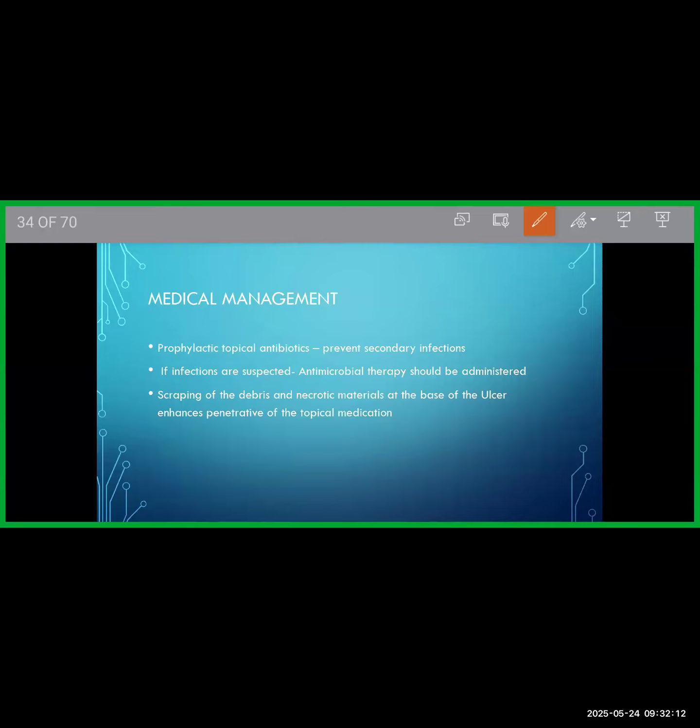Then scraping of the debris and necrotic material at the base of the ulcer enhances penetration of the ocular medication. So before one commences ocular medication for patients with PUK, it is advisable to scrape the debris. This enhances penetration, and it also gives the clinician an idea of the depth of the corneal ulceration.